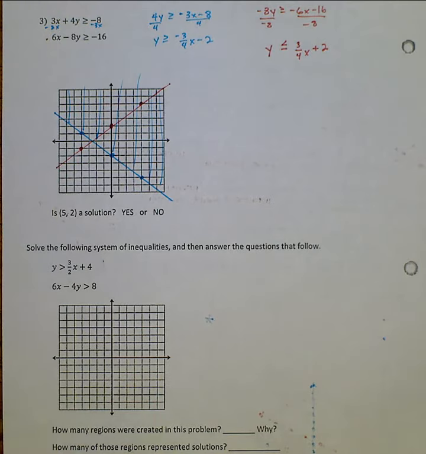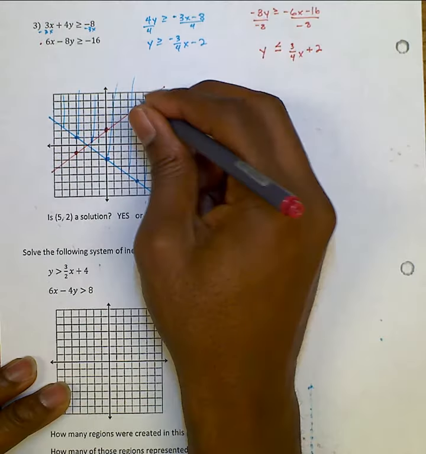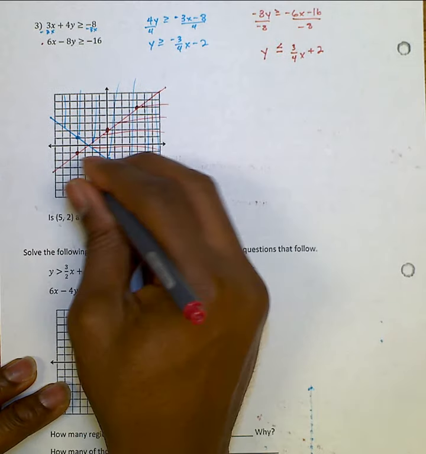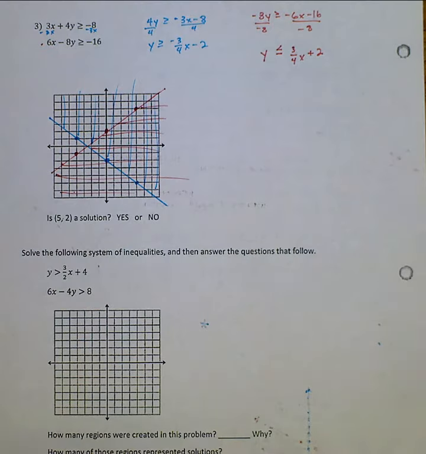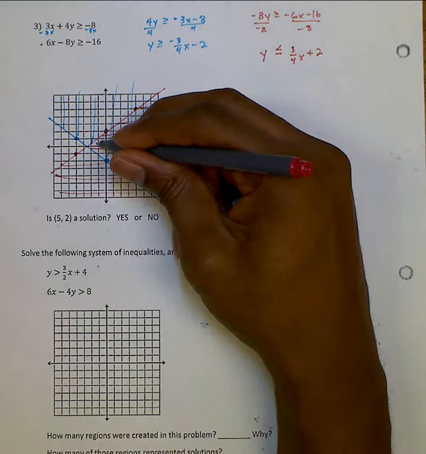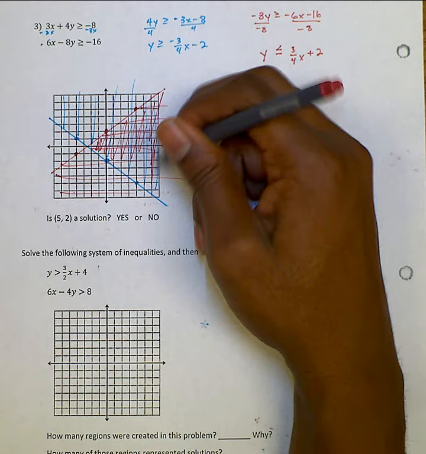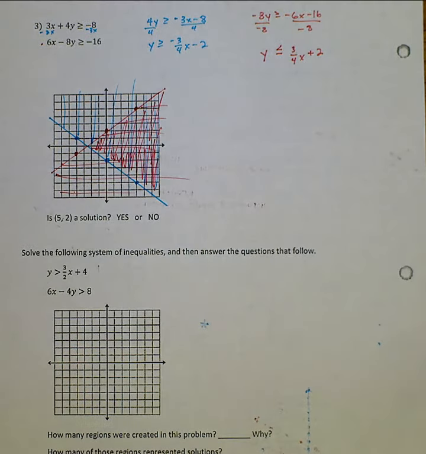For the red line, it's less than, so I'm shading below. Again, I don't need to do a whole lot of shading, but I do need to see what parts are part of the solution for my red line. Okay, and so you should notice that this section here, above the blue line, below the red line, is the solution, the region where the solution will work.